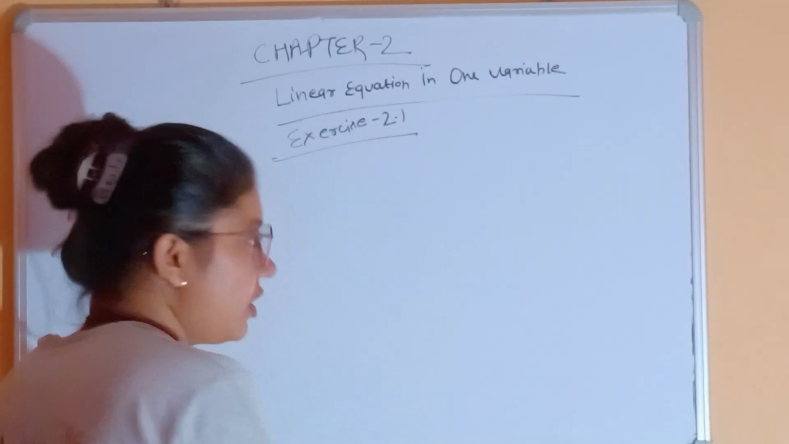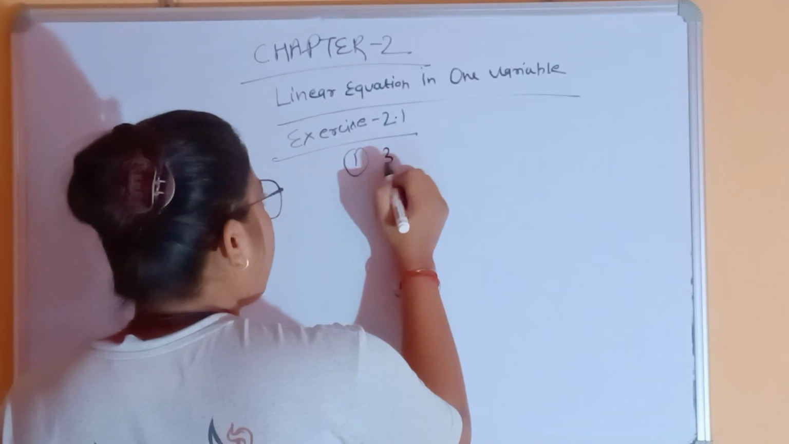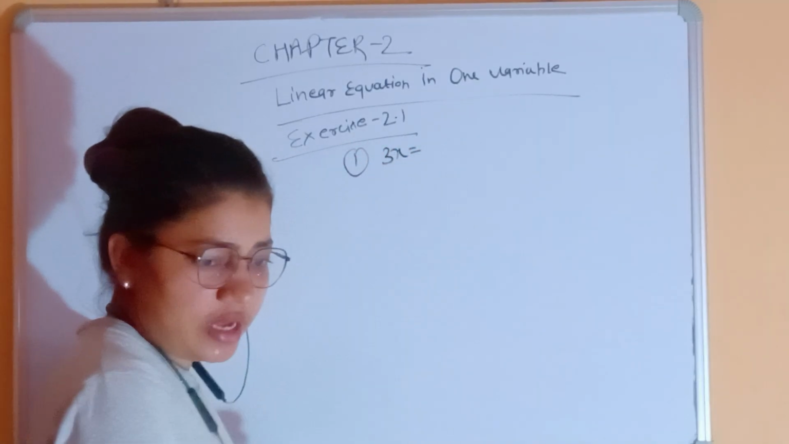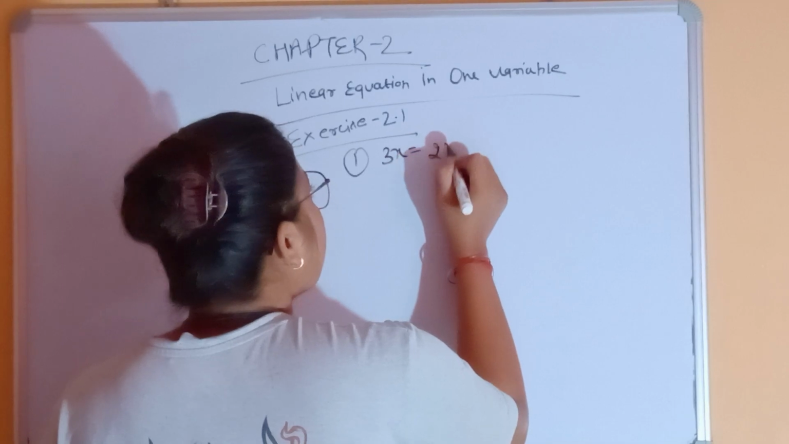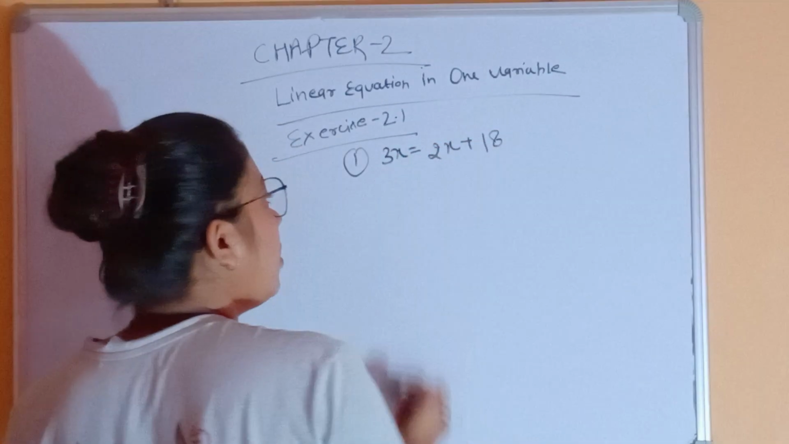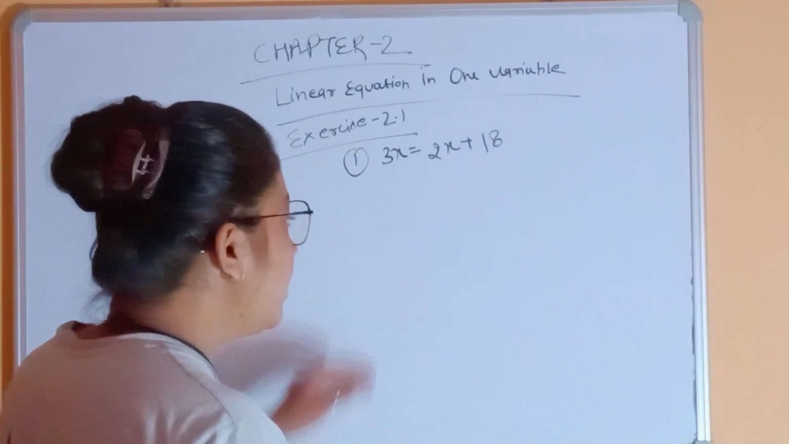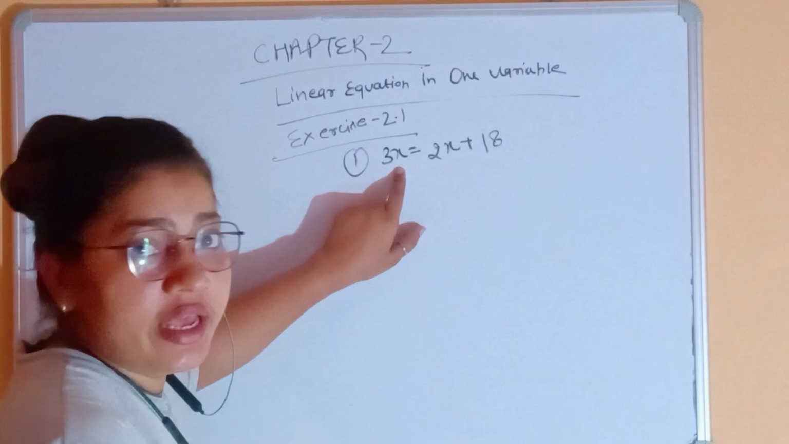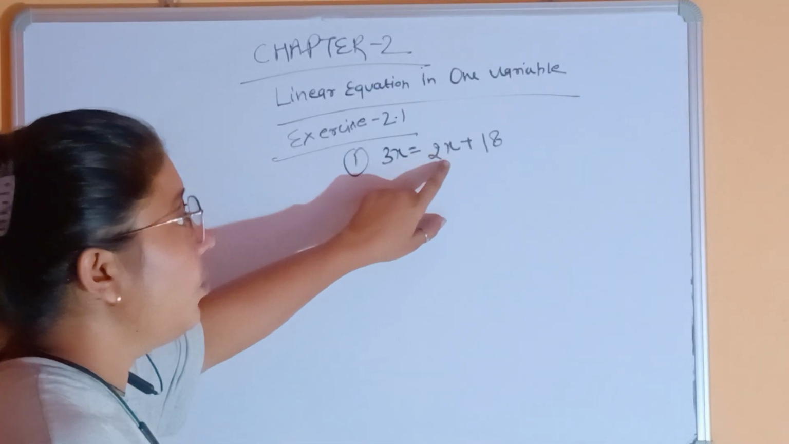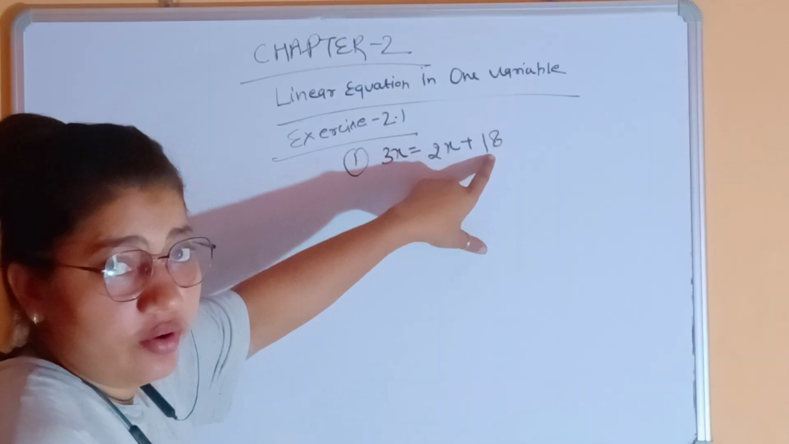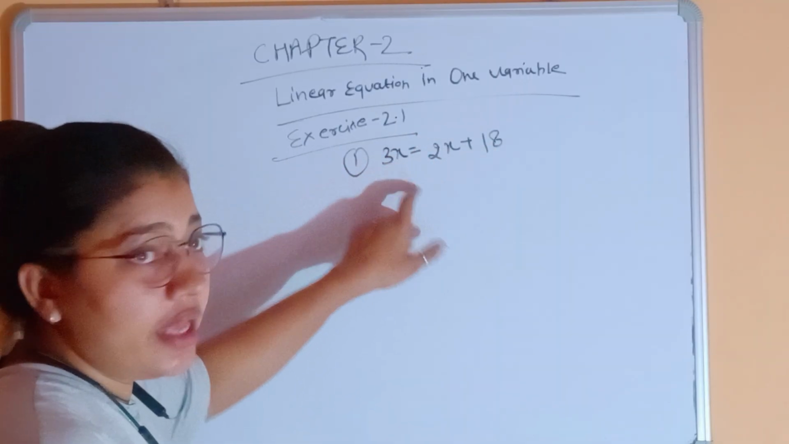First is 3x is equal to 2x plus 18. Okay, 2x plus 18. How do we solve here for the value of x? First we see which are the variables. The variables here are 3x and 2x. The constant here is only 18. Okay, so we take the variables to one place.